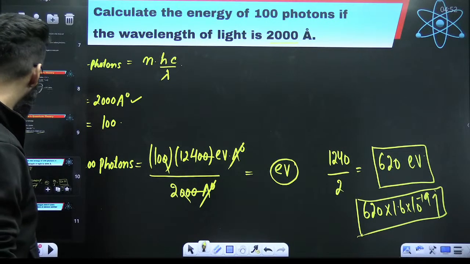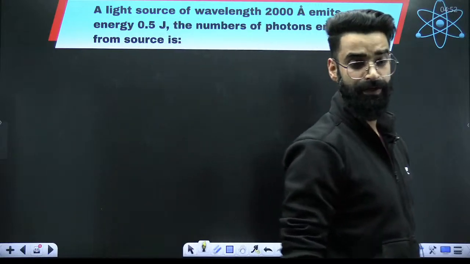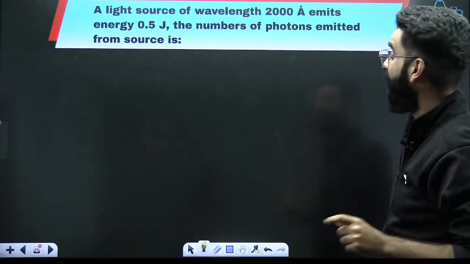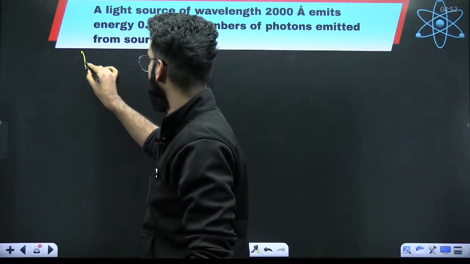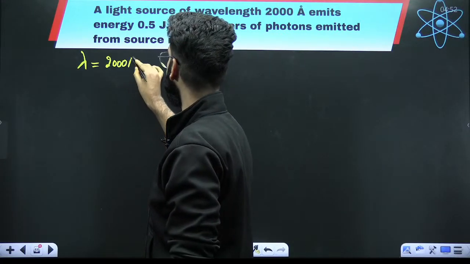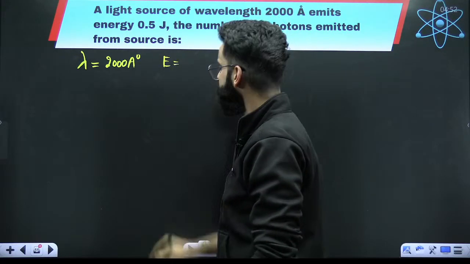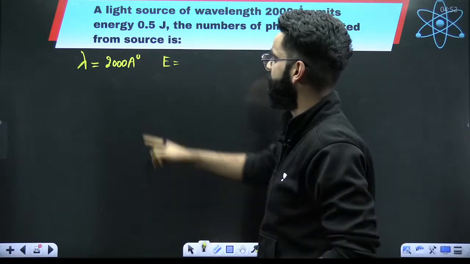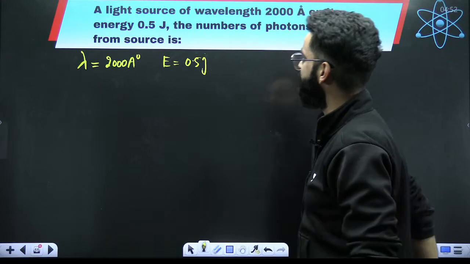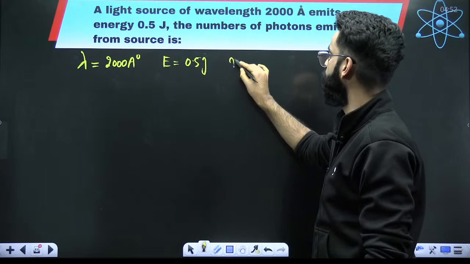Similarly, one more simple question I'm showing you. Have a look at this particular question and see if you can solve this. A light source of wavelength 2000 angstroms emits energy. You have got a light source which is emitting radiation whose wavelength is this much, and the energy emitted is equal to 0.5 joules. The number of photons emitted from the source is?